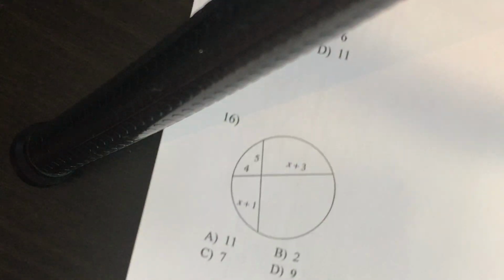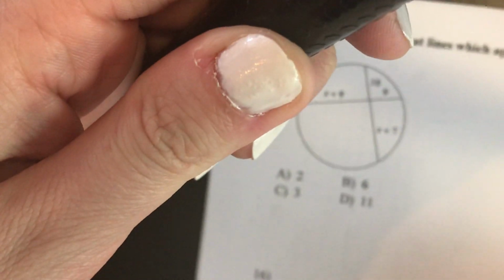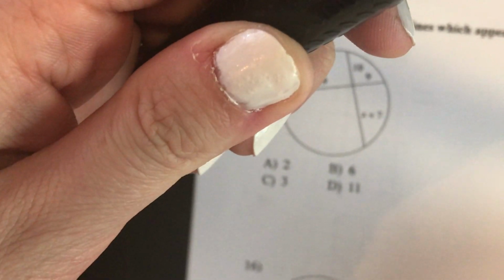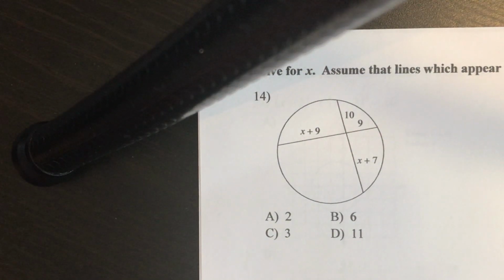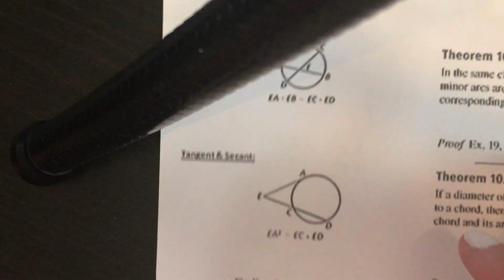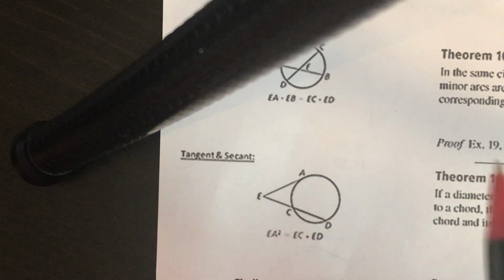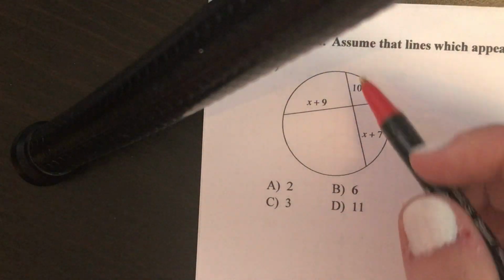All right, we're on the second to last page. For this problem up here, you may recognize this. This is one of the first things we did. We're going to use the chord and chord formula. So I'm going to try to put that in front of you real quick. So remember this formula right here, and we're going to use our tangent secant formulas. Okay. So for this first one, we use our chord and chord.